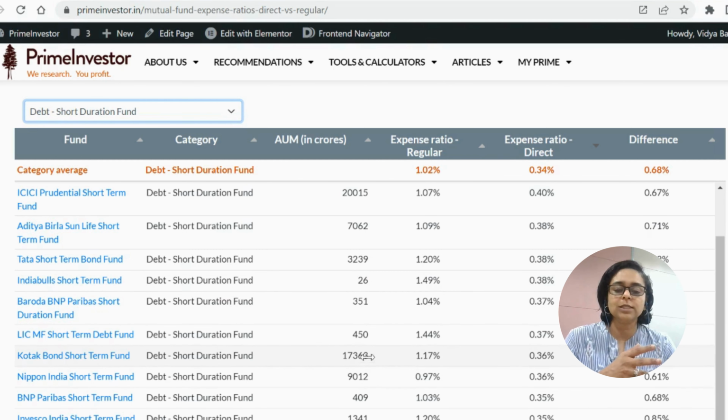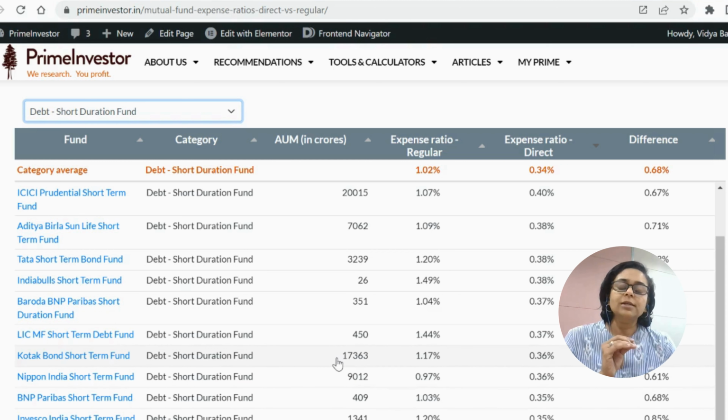Let me just give you an example here. Let's just take Kotak Bond Short Term. It has 17,300 crore of assets, which is really large, and its expense ratio on regular is still 1.17 as opposed to just 0.36 in the direct plan. So there is a simple 80 basis points that will immediately add to your returns simply by holding the direct plan as opposed to the regular. So this is an important thing that you need to consider.